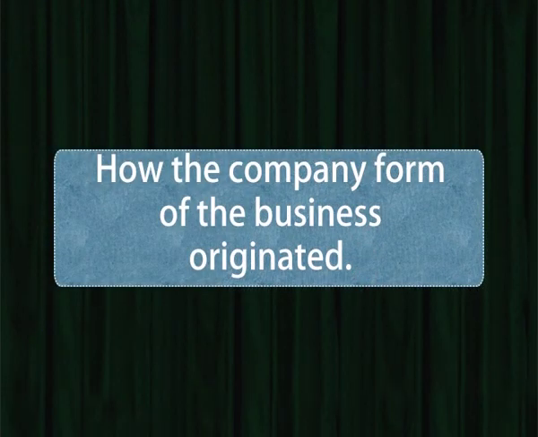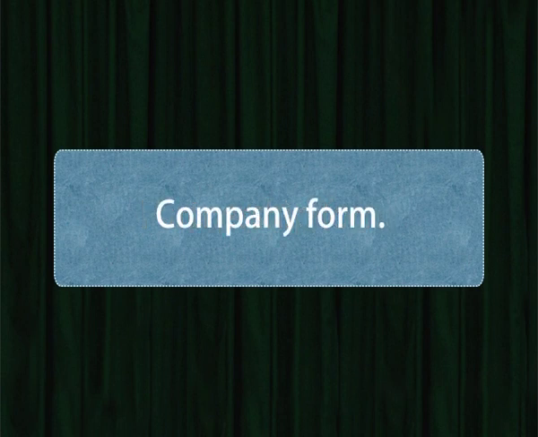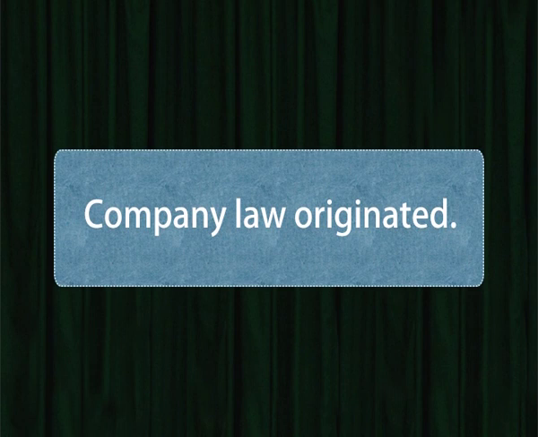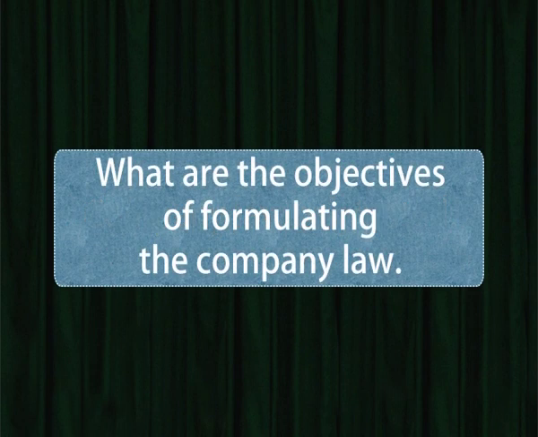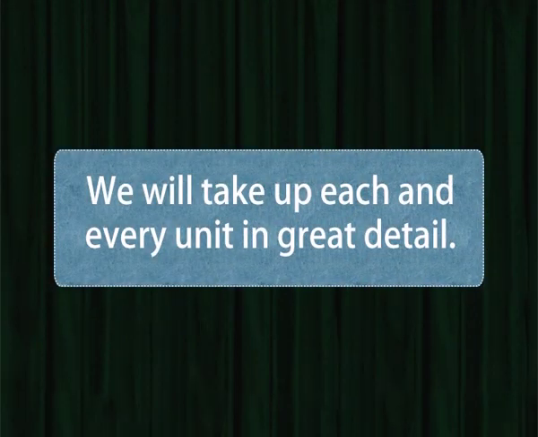So, in today's lecture, I have mentioned how the company form of business originated. I started my discussion on the sole proprietorship form of business, then I discussed the partnership form of business, then the company form of business, then how company law originated, and then the objectives of formulating company law, and then I discussed what I will teach you. Now, we will take up each and every unit in great detail.